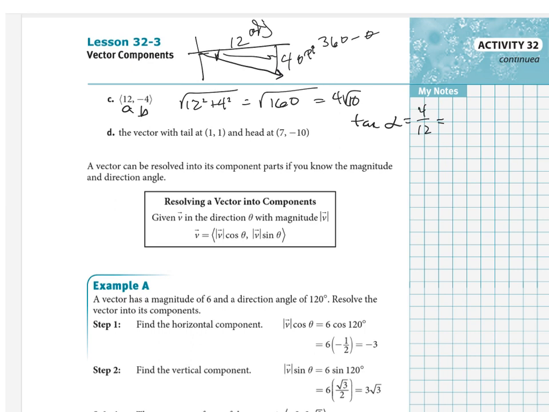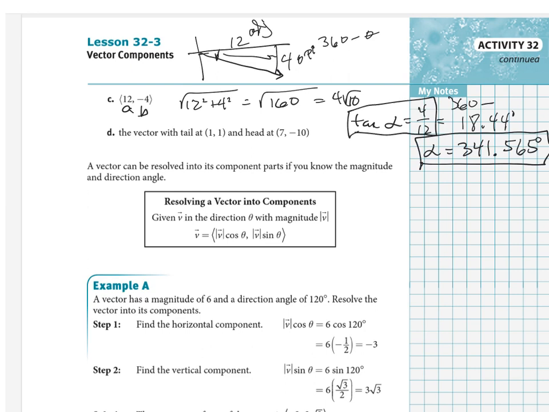Then from the calculator, you get 18.44 degrees. Well, that's clearly not what we're looking for. So we're going to subtract that from 360. So we want 360 in there first, minus that. And we end up with our angle or our direction being 341.565 degrees. Now, you do not need to write down what you get from the calculator. You do need to write down what you typed in and what your final answer is. Also for the magnitude, we want reduced radical form.